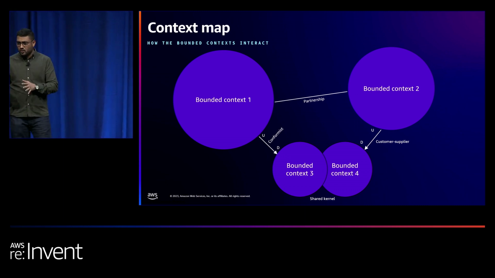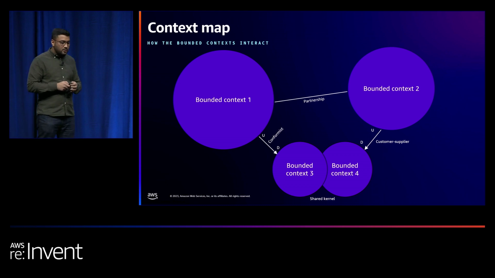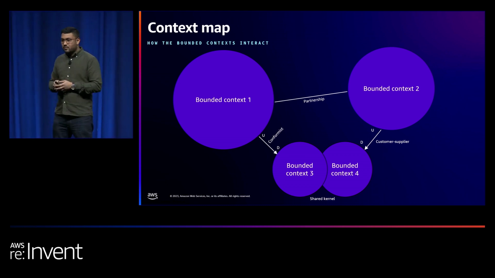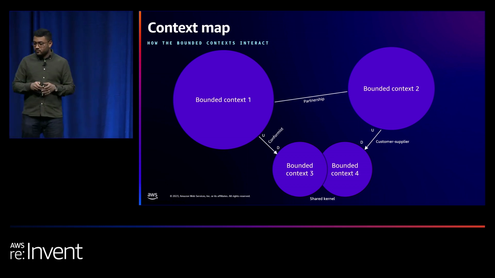There are a few more of these, like 3 more, such as anti-corruption layer and stuff, so you can look them up later. They are not important for this conversation today.